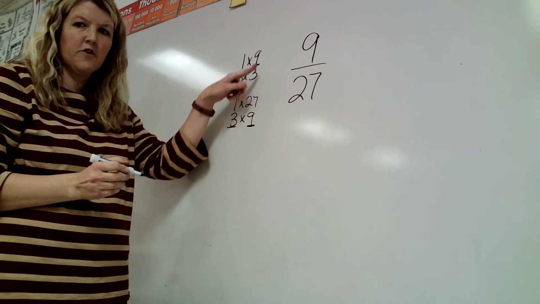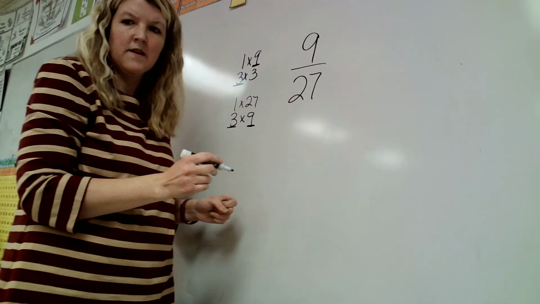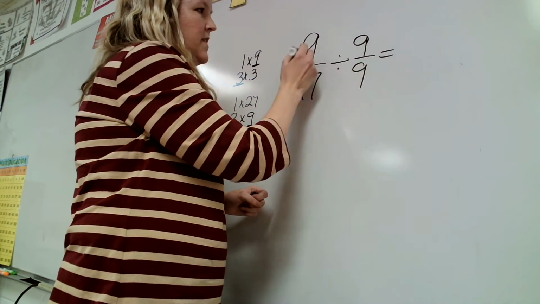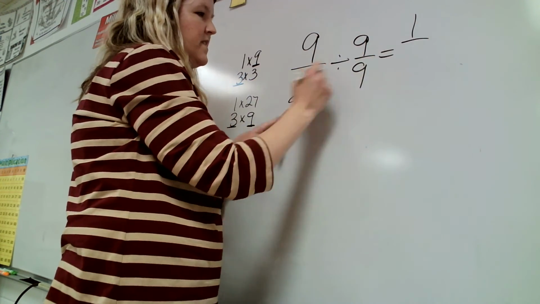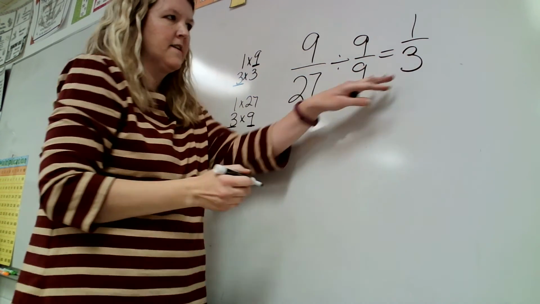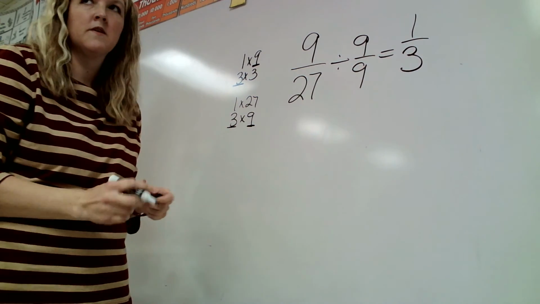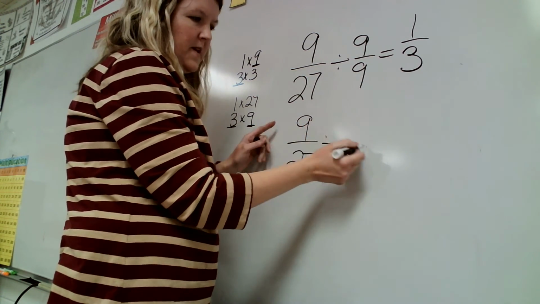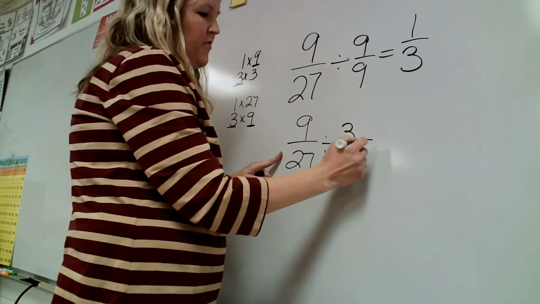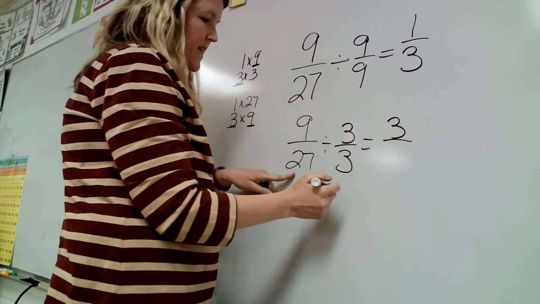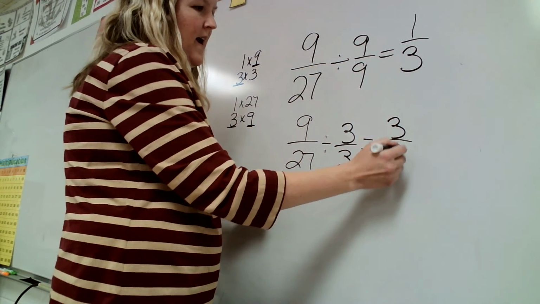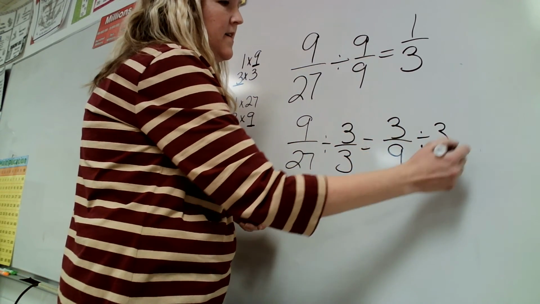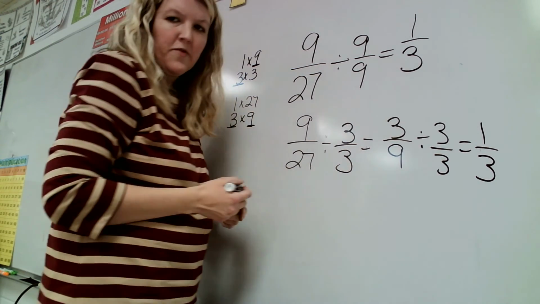So since 9 is the greatest, if I want to do this in one step, then I'm going to go ahead and divide them by 9 over 9. So 9 divided by 9 gives me 1. 27 divided by 9 gives me 3. So I end up with 1/3. So, if you knew that 3 was a factor and you forgot that 9 was, if you divide by 3, then we're going to get 3/9, which then they have a common factor of 3. So we have to divide by 3 again. So we end up with 1/3.